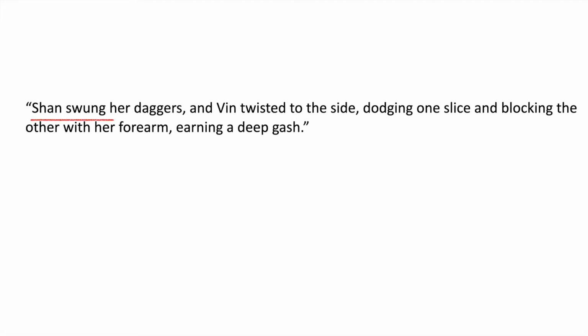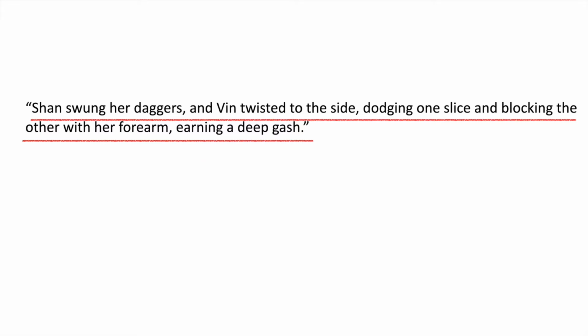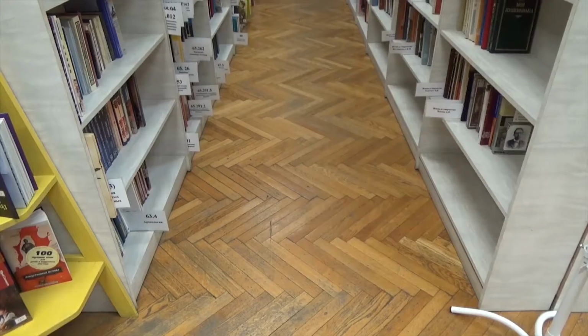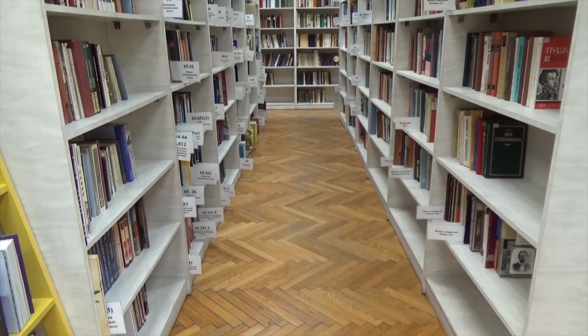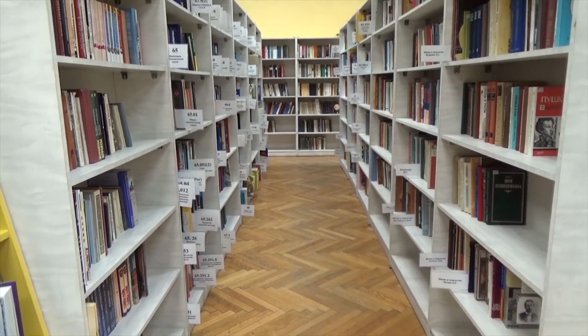Like so. Shan swung her daggers, action, and Vin twisted to the side, reaction. Dodging one slice, pause, and blocking, action, the other with her forearm, earning a deep gash. This is how the react, pause, act structure could work in this particular sentence.